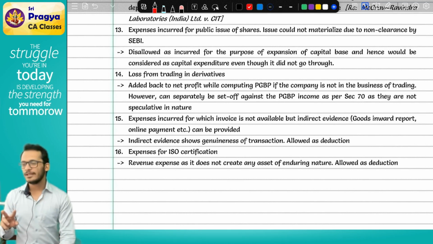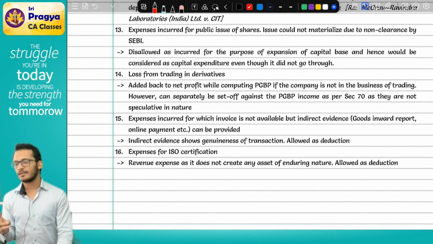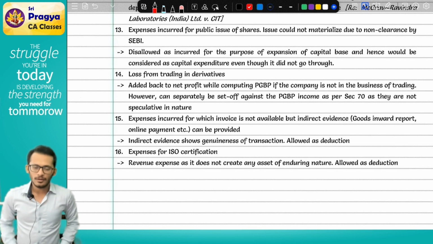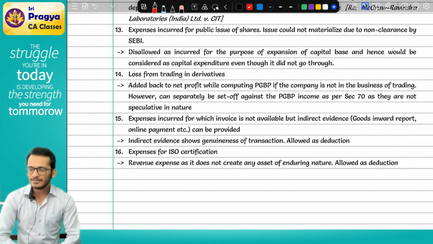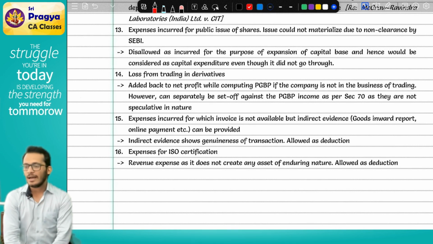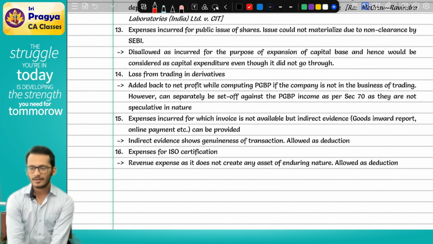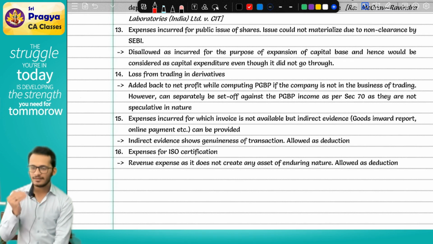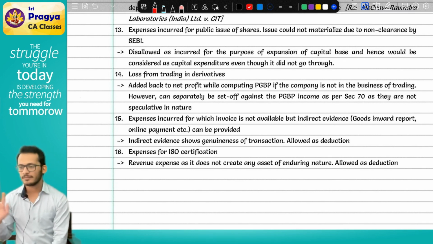The only thing you need to check is whether it is in the nature of personal expense or in the nature of donation. If not, it is revenue always. Like I told you, PGBP is simple. As long as you act like a fool, don't think too much. If you think too much, this is what will happen. Don't know the answer? Revenue expenditure, close the answer and clear.